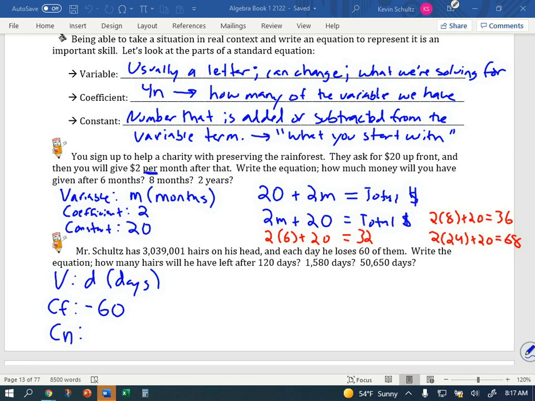And what's the constant? What are we starting with? 3,039,001. Okay? So, all this together equals the hair I have left, right? But put this together as an expression. How do we combine our variable, our coefficient, and our constant together?